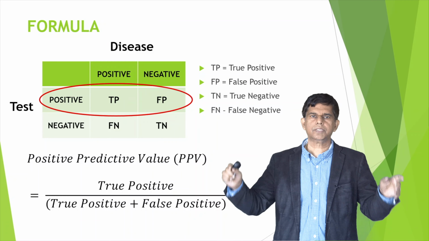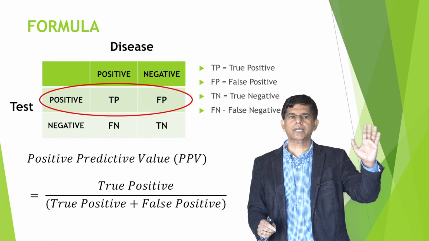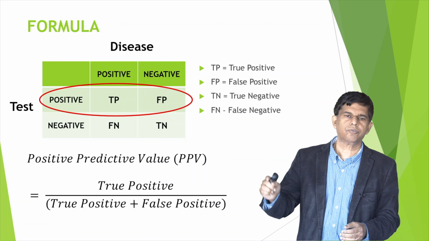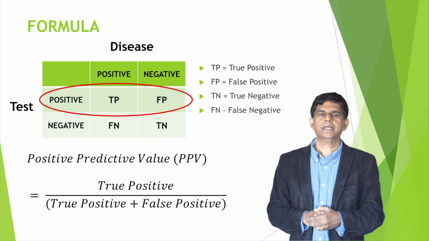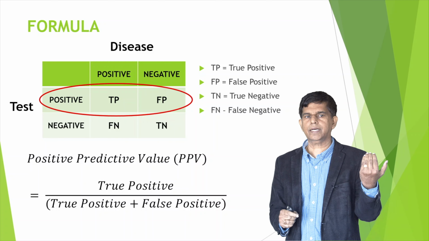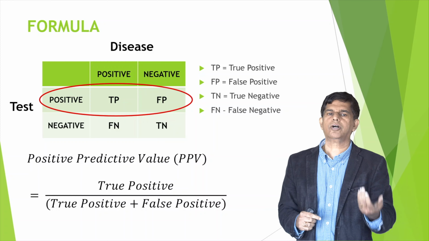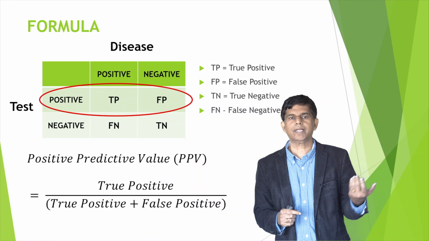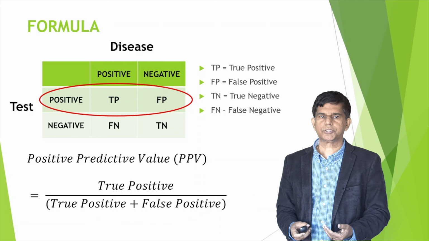So how do you calculate it? You make our 2x2 table. You put disease positive, negative on the top. On the left side, you have tests, positive and negative, and you put true positive, false positive, false negative, and true negative. And then our formula is you take the true positive divided by true positive plus false positive. That's our formula to calculate positive predictive value: true positive divided by true positive plus false positive.